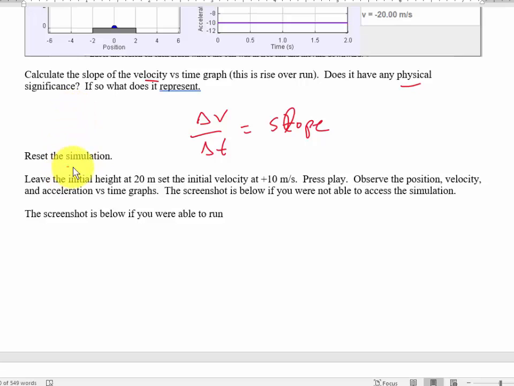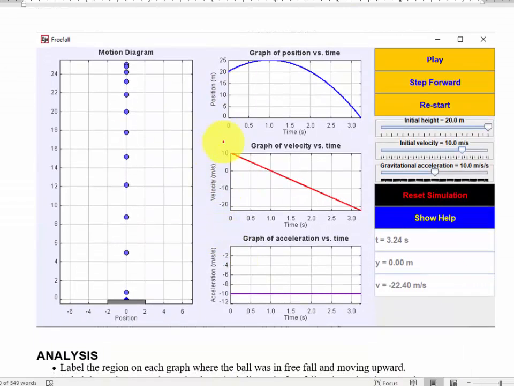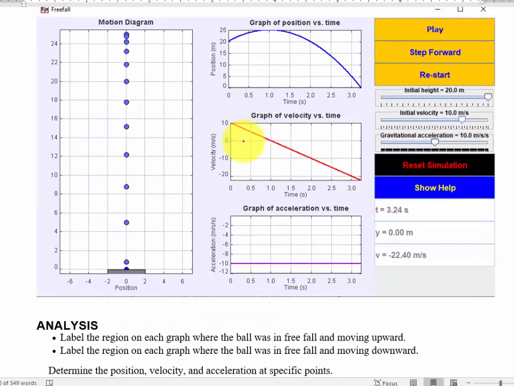Then I have you reset the simulation, and then I have you launch a projectile from some height. And again, I just put a screenshot of the simulation running on my computer if you were not able to run it. So this is what the graphs were going to look like for the second part. I don't have you make a prediction, so I can show you these.